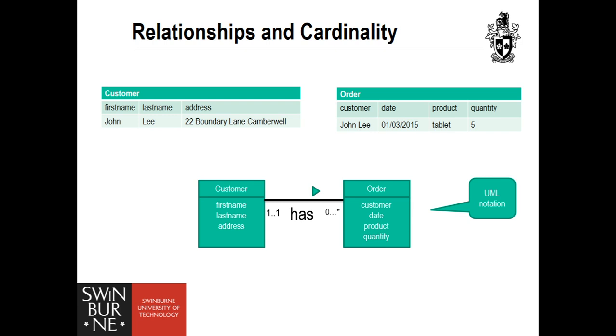The most common relationship is one to many. In this case, one customer will have 0 or many orders, but an order will have precisely one customer. The UML notation shows the cardinality as 1..1 on the side of the customer and 0..* on the side of the order. The star or asterisk means an unlimited number.